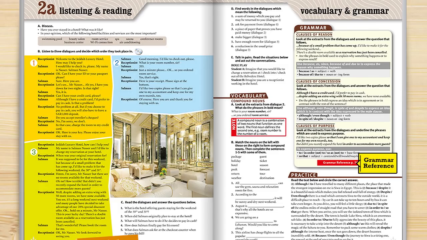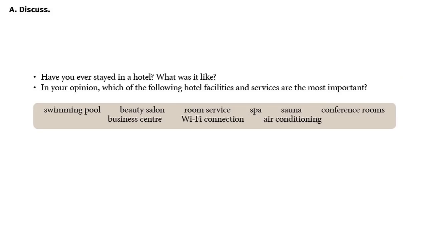2A. Listening and reading. A. Discuss. Have you ever stayed in a hotel? What was it like? هل بقيت في هوتيل؟ كيف كان؟ In your opinion, which of the following hotel facilities and services are the most important? أي المرافق أو الخدمات في الهوتيل هي المهمة؟ Swimming pool, beauty salon, business center, room service, Wi-Fi connection, spa, sauna, air conditioning, conference rooms.